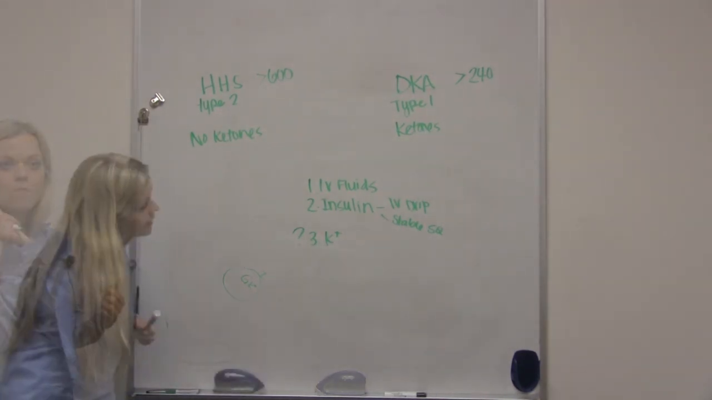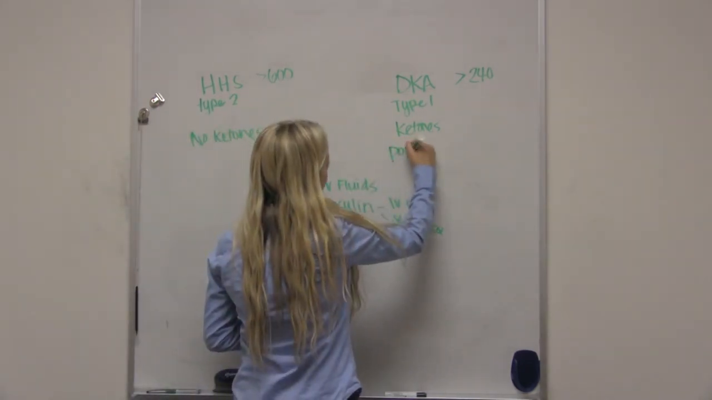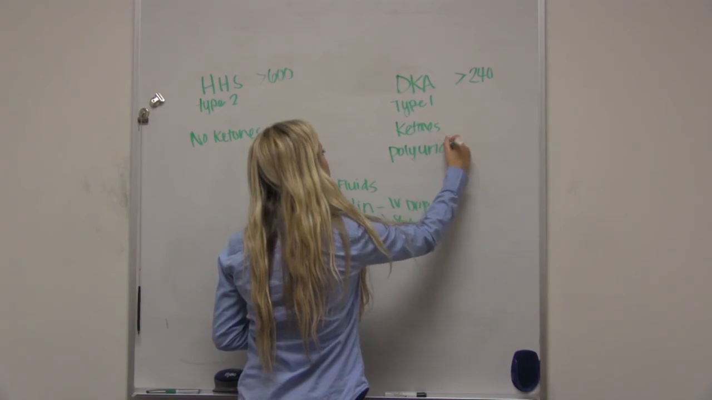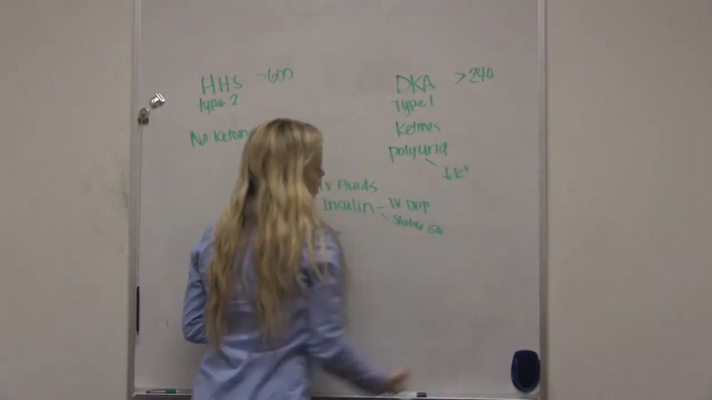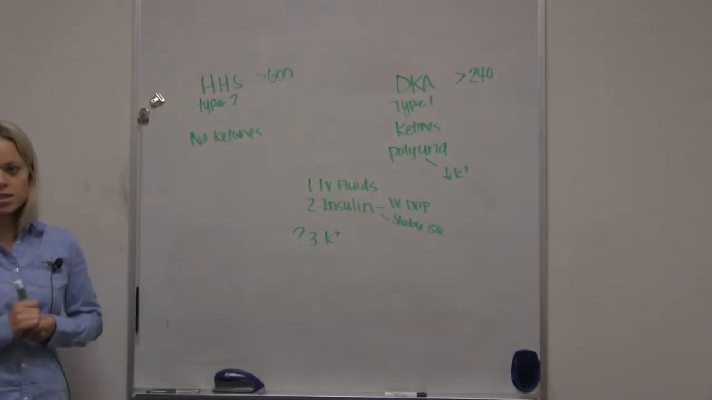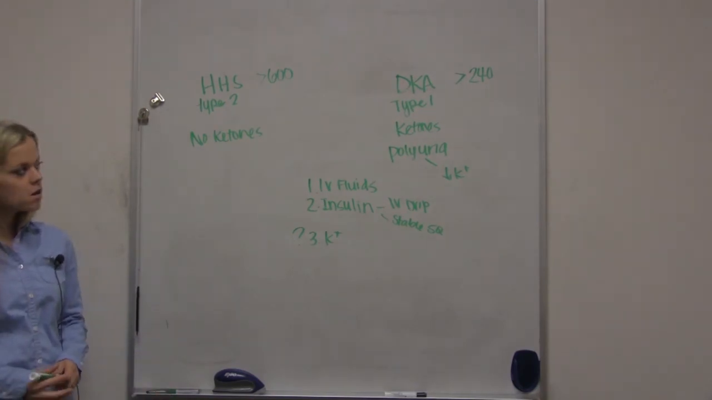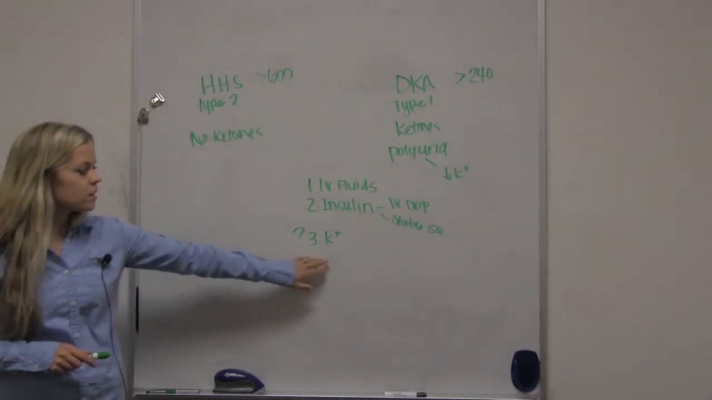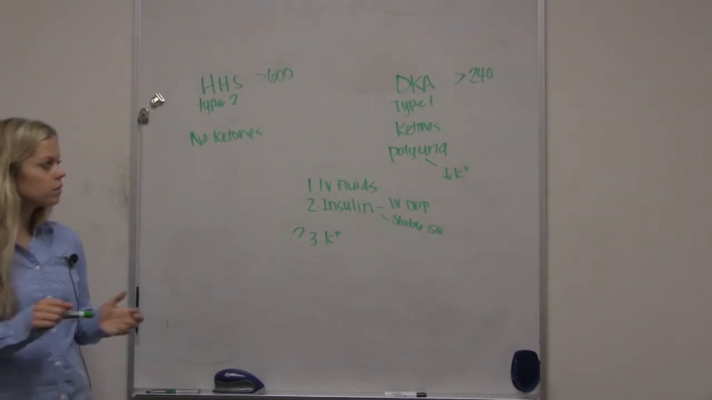And with DKA, they're peeing a ton. That can also cause low potassium, because of peeing out everything. Our body is trying to flush out all that extra glucose and it takes the other stuff with it. So potassium might be a problem you have to fix.